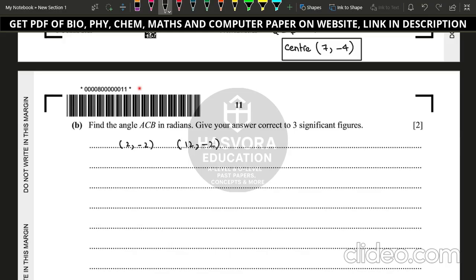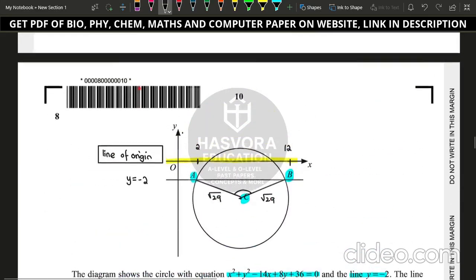So let's find the distance AB. So it will be under root (x2 minus x1), so 12 minus 2 whole square, plus (y2 minus y1), which will become minus 2 plus 2, because minus minus will become plus, and this whole square. So this will become under root 10 square, so this will actually become 10. Okay, so now we have the whole distance, this whole distance is 10.